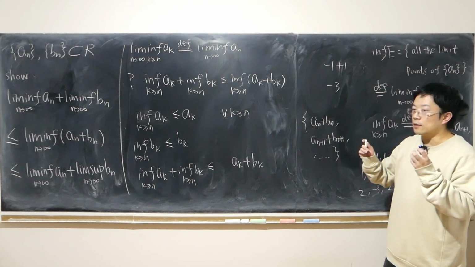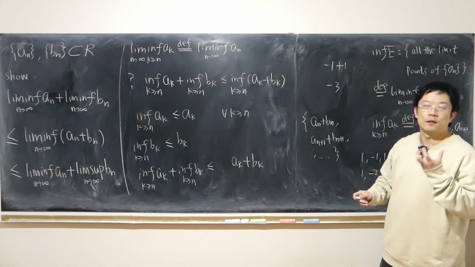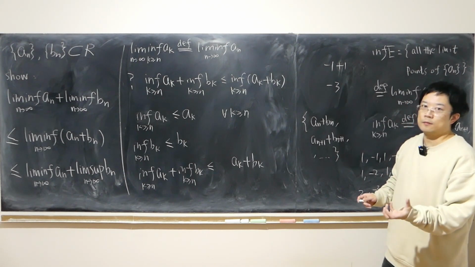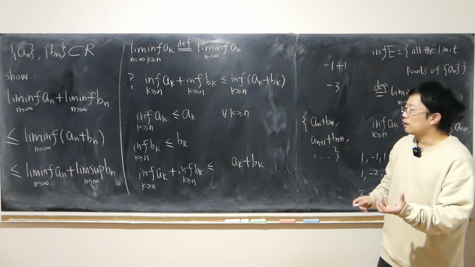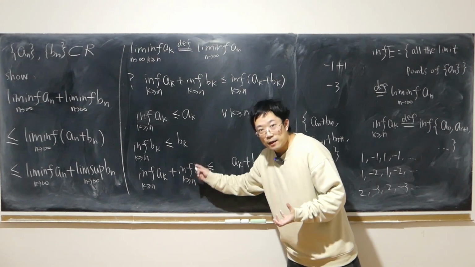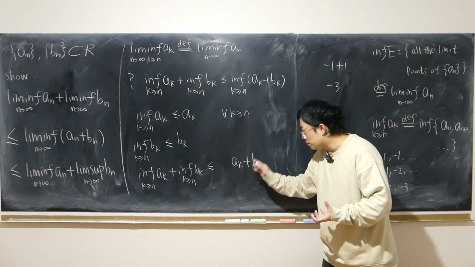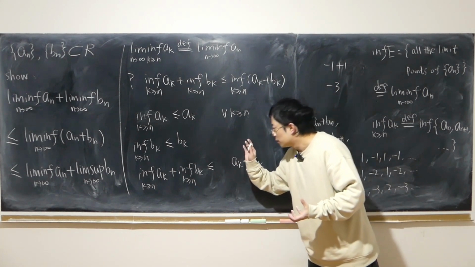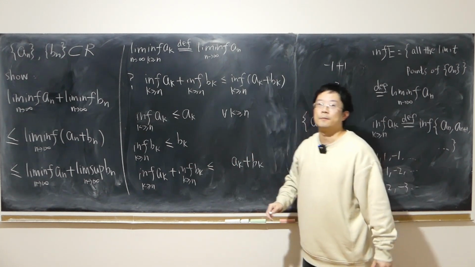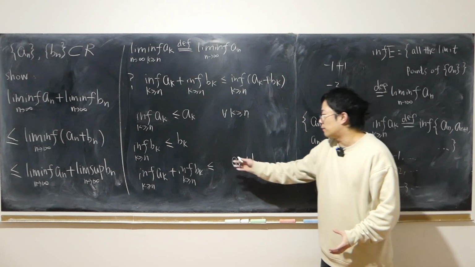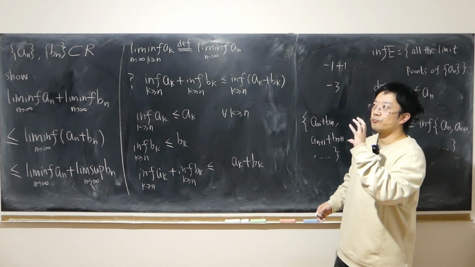So, since the infimum of this set means the biggest lower bound by definition, and this is a lower bound, which means the infimum of this must be bigger than or equal to this one lower bound. Because by definition, like I said, infimum means the biggest lower bound.